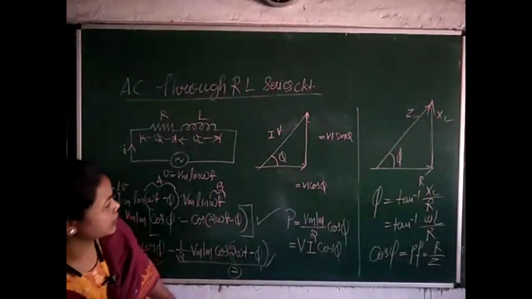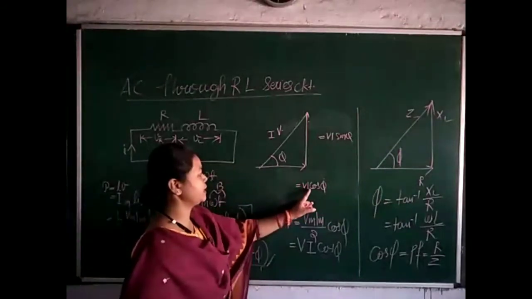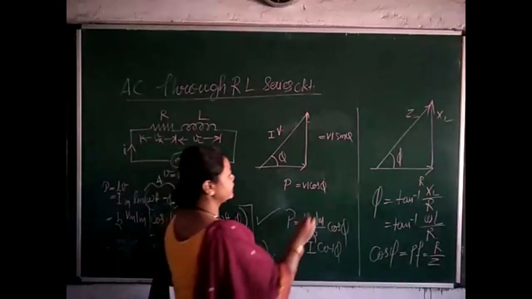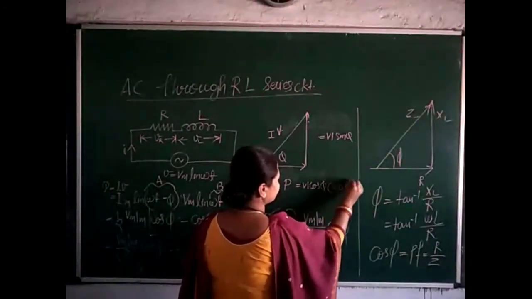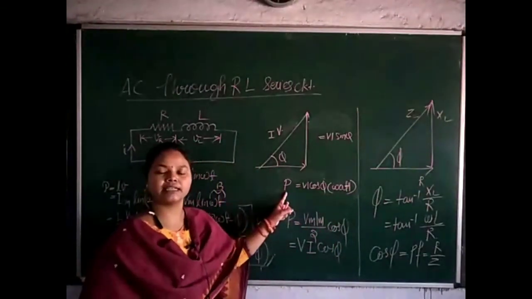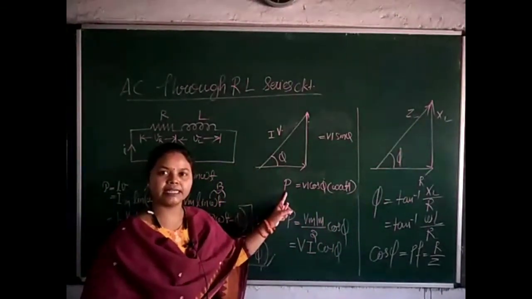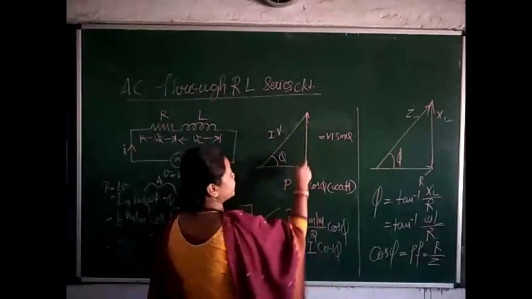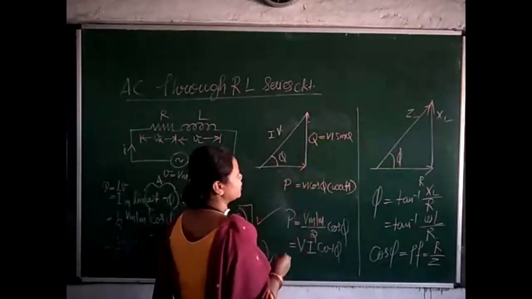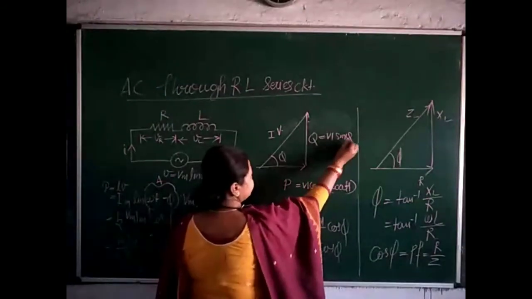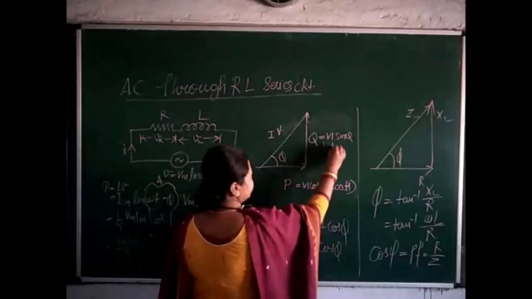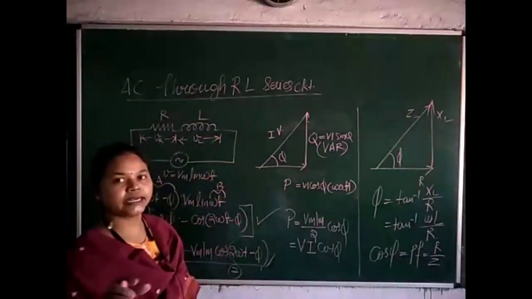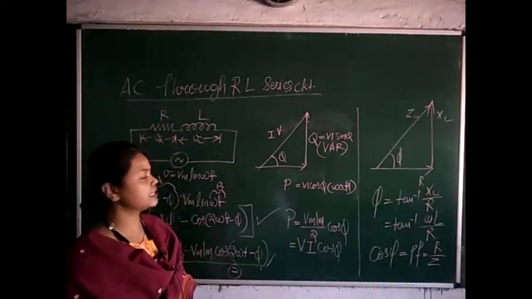Now the base, which is VI cos phi, is called the real power represented by P, and its unit is watt. It is also called active power or true power. It is actually dissipated in the network. Then the perpendicular is called reactive power. Equation is VI sin phi, and unit is var, volt ampere reactive, and it is the power developed in the network due to the reactance property.